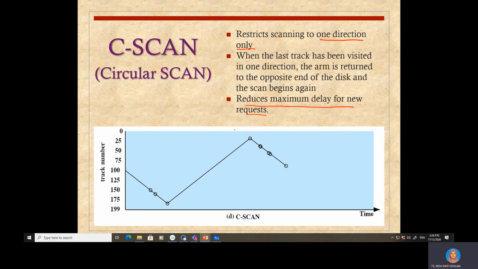So you can see the pattern here. Because this is increasing, from 0 to 200, it will return to the beginning and then scan in the same direction.